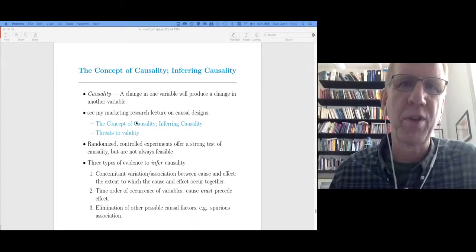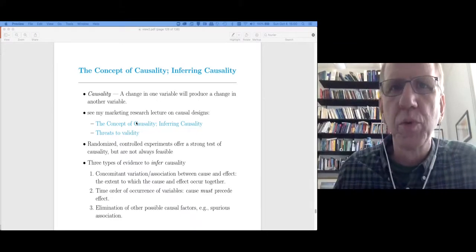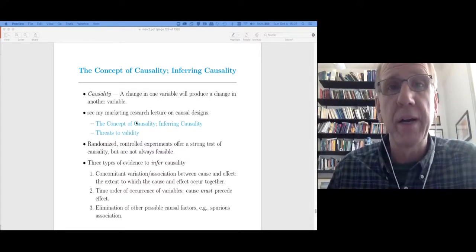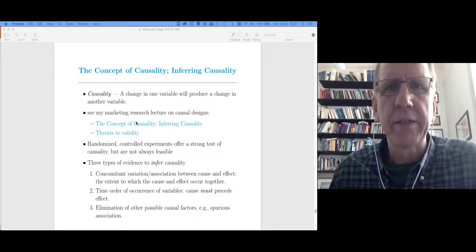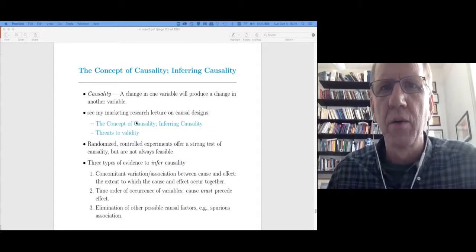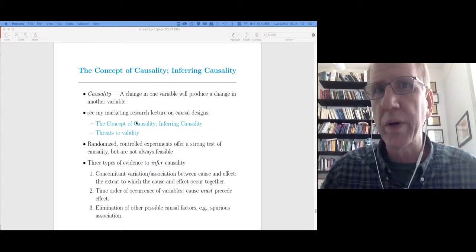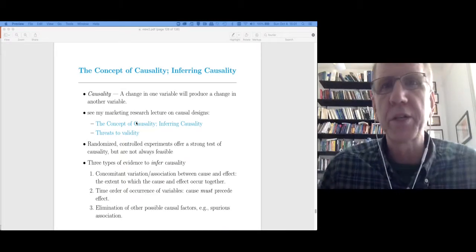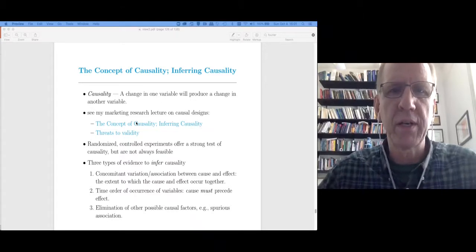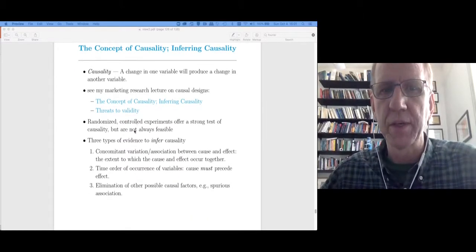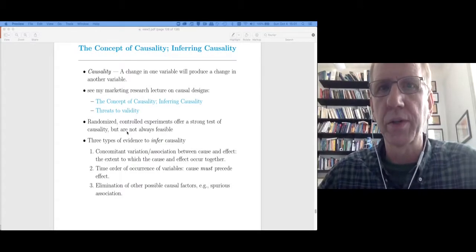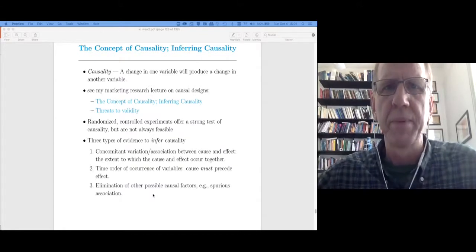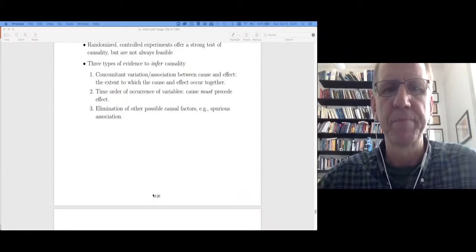The third condition, which is often the hardest to establish, is ruling out other possible explanations. What if whenever I changed my advertising, I also changed my price, and then something happened to sales? Well, is that change in sales due to what I'm doing to my advertising, or is it due to what I'm doing to my price, or is it a combination of both? That makes inferring causality really difficult, and that's why it's ideal when you can do a randomized controlled experiment. Then you don't have to worry so much about the other possible causal factors, but that's not always going to be possible. So what do we do?